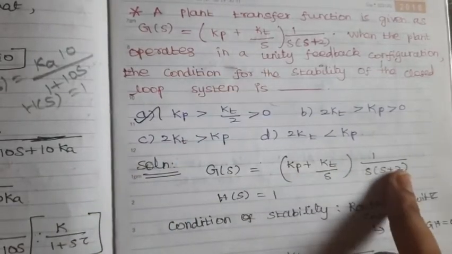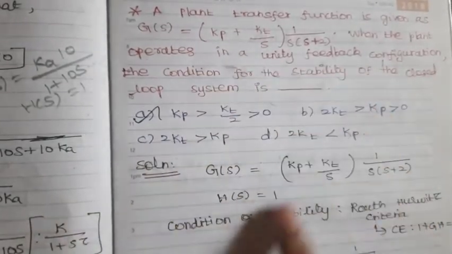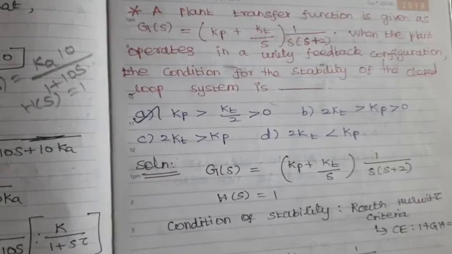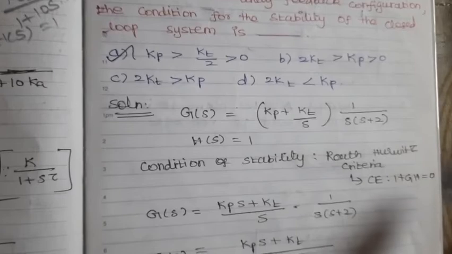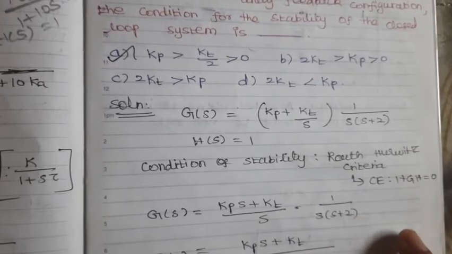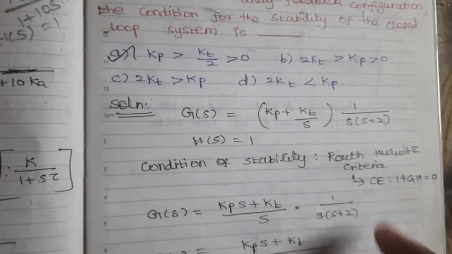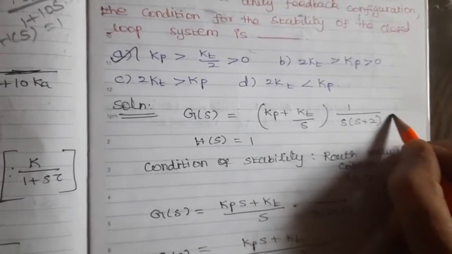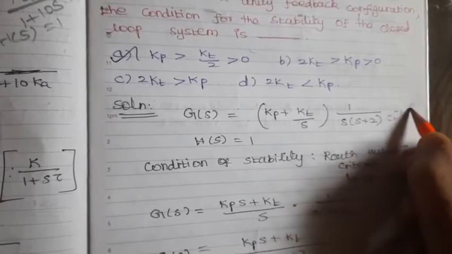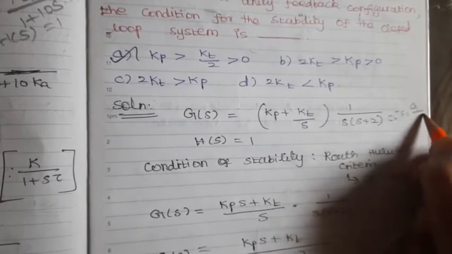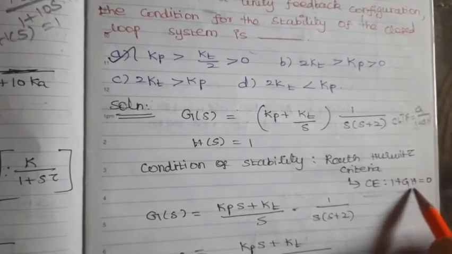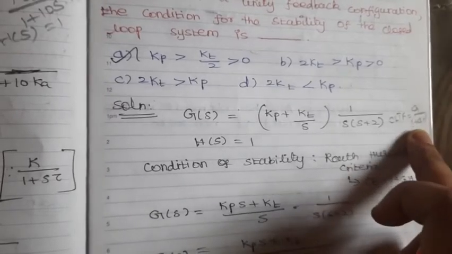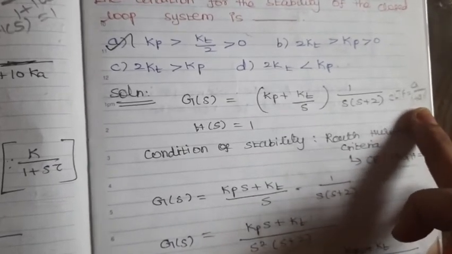So g of s value is given. Just copy it down in the problem. H of s is given as unity feedback. To find the condition of stability using the Routh-Hurwitz criteria, we take the closed loop transfer function and equate the denominator part to 0. So what is the closed loop transfer function? G divided by 1 plus gh, right? So 1 plus gh equal to 0 is nothing but the characteristic equation.